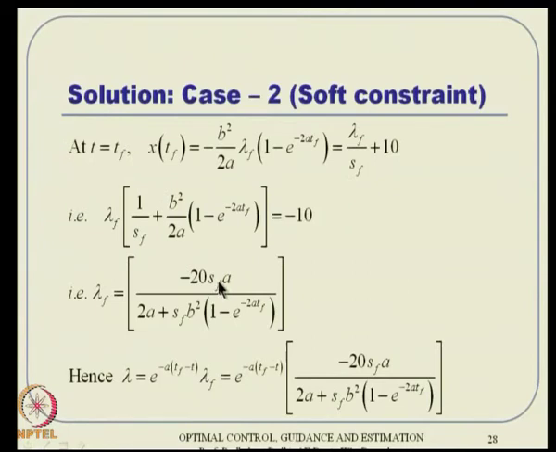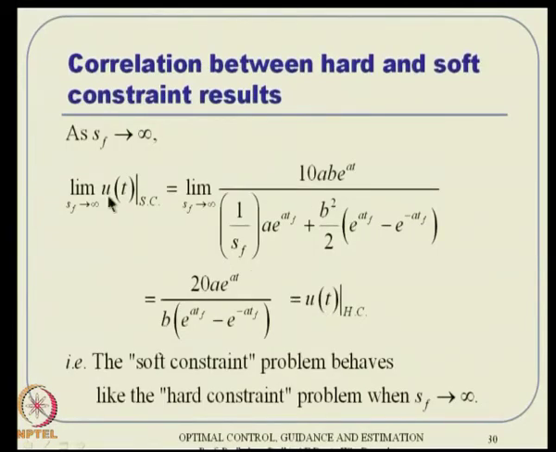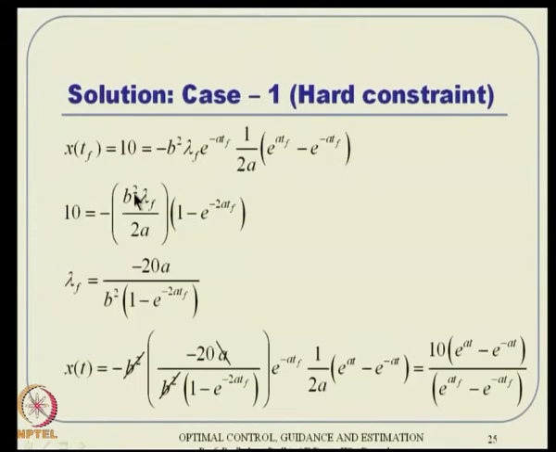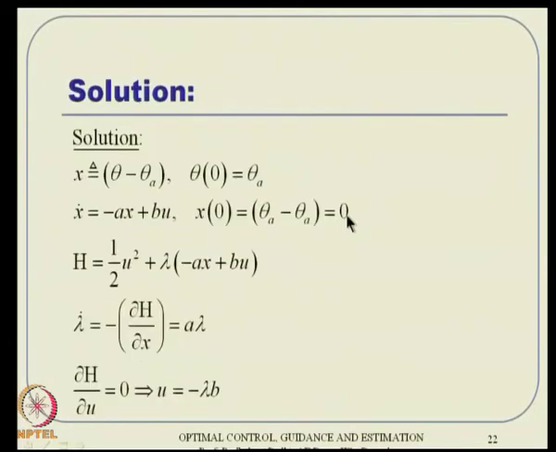So lambda f is like this here, and hence lambda turns out to be like this, and hence your control, nothing but b lambda minus b lambda, happens to be like that. So, the two controllers will be different depending on whether you are talking about a soft constraint or hard constraint. Now, the question is, if S f tends to infinity, then the soft constraint is nothing but the hard constraint. Does it satisfy that? Because for the cost function, if you started with it and S f goes to infinity, as I told, these two problems are the same. Does it happen that way?